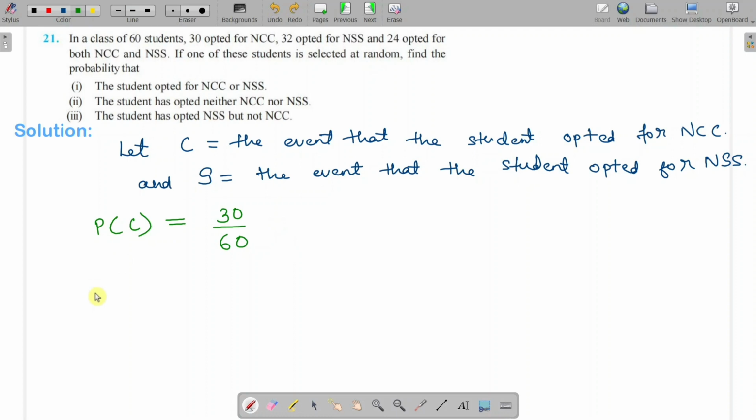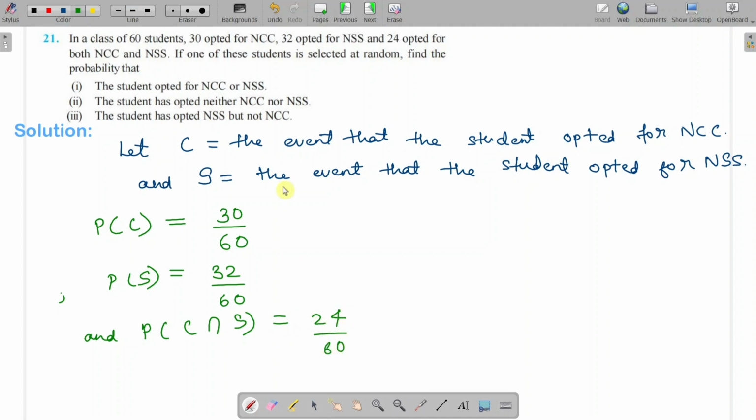Then probability of S also we can find. So that will be equal to 32 divided by 60, and also probability of C intersection S. This is given as we are given 24 opted for both NCC and NSS. So that will be equal to 24 divided by 60. Now we have to find all these three answers.